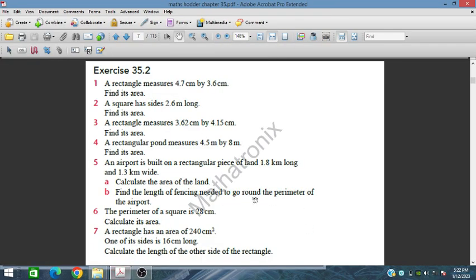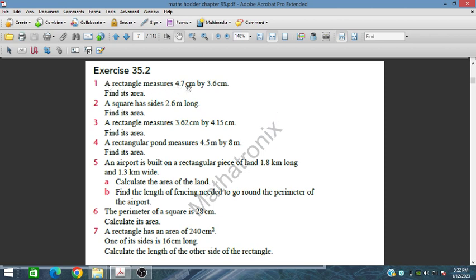Bismillah ar-Rahman ar-Rahim. In this session, we will discuss exercise 35.2 for area-related problems with reference to mensuration topics for O-level and IGCSE level students.